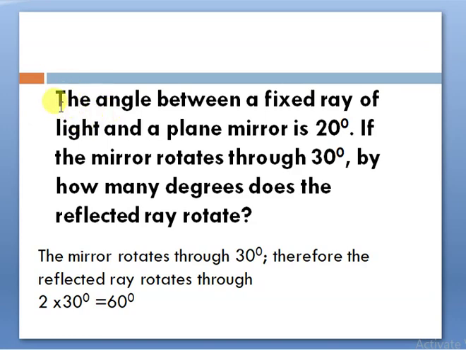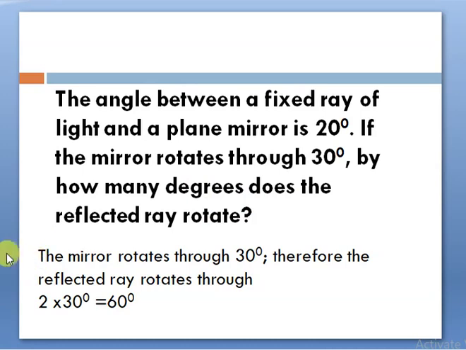2 theta. Now let's see this question again. The angle between a fixed ray of light and a plane mirror is how many? 20 degrees. This is talking about the angle of incidence, right? If the mirror rotates through 30 degrees, that is the mirror rotated through theta. How many? 30. But this 20 is talking about angle of what? Incidence. While this 30 is talking about your theta, the angle of rotation of the mirror. Now, by how many degrees does the reflected ray rotate?